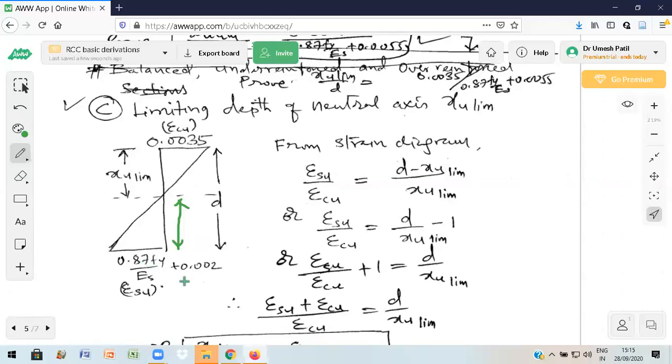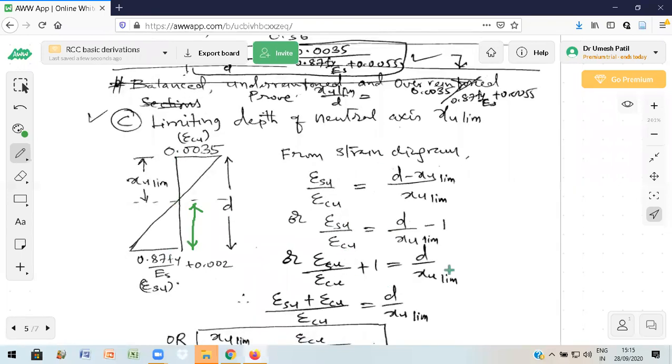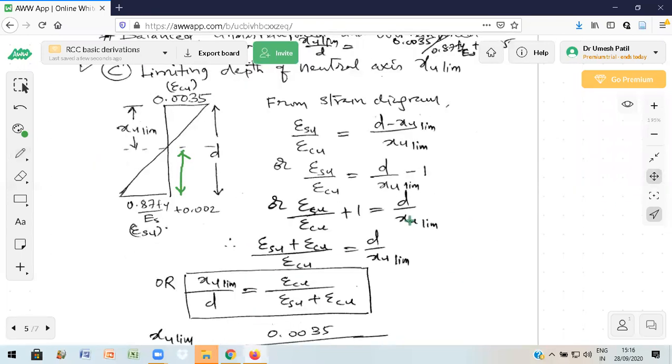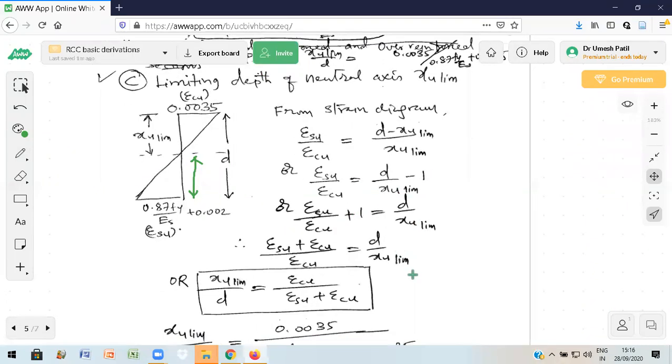ESU, that is this base, divided by ECU equals the altitude, that is d minus xu limit, divided by xu limit. Xu limit is the altitude of this other triangle. So these are similar triangles, as I told you. Then you simplify: d minus xu limit, the minus 1 is taken this side. This will become ESU by ECU plus 1. Minus 1 becomes plus 1. D by xu limit remains as it is.